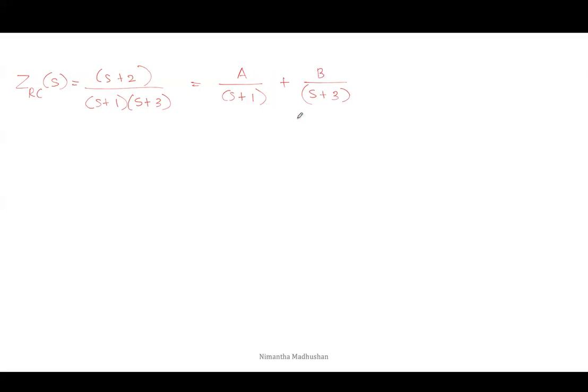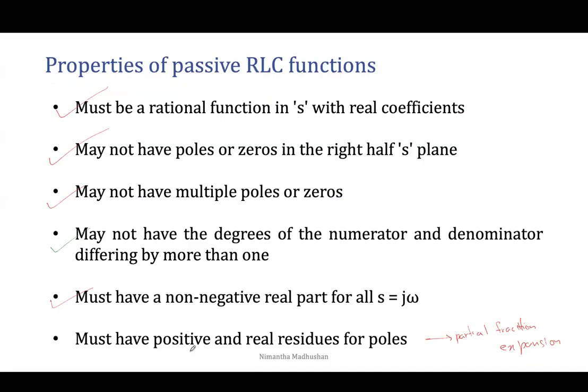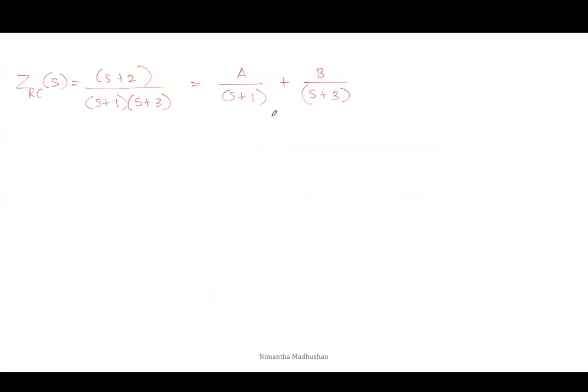We have to find a and b, and if a and b are positive and real, the sixth property is also satisfied. Now we have to find the a and b values. s plus 2 is equal to a times (s plus 3) plus b times (s plus 1). If s equals minus 1, 1 is equal to 2 times a. The value of a is equal to half.